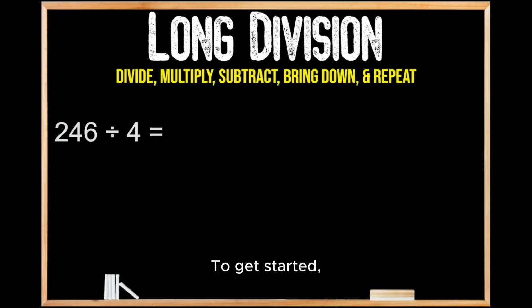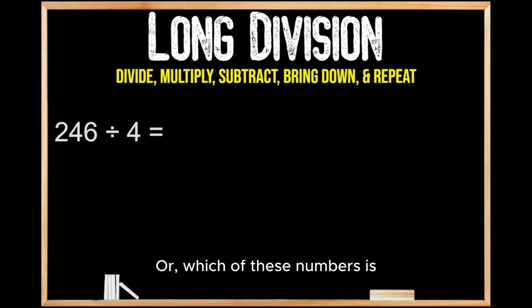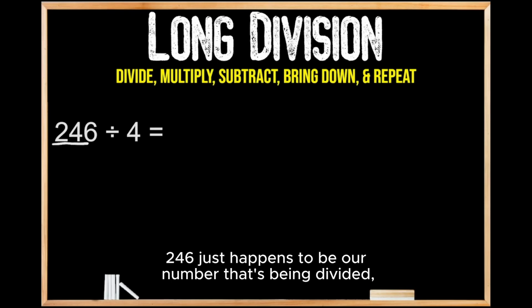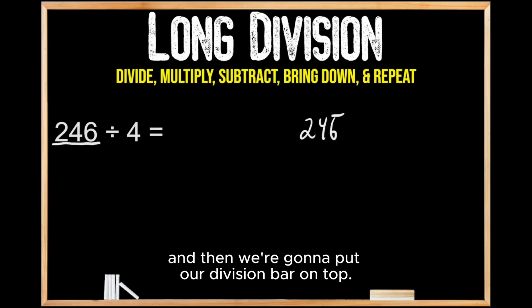To get started, the first thing we need to figure out is which of these two numbers is our dividend, or which of these numbers is the one that's being divided. Well, in this case, 246 just happens to be our number that's being divided, so we're going to write 246 and then we're going to put our division bar on top.